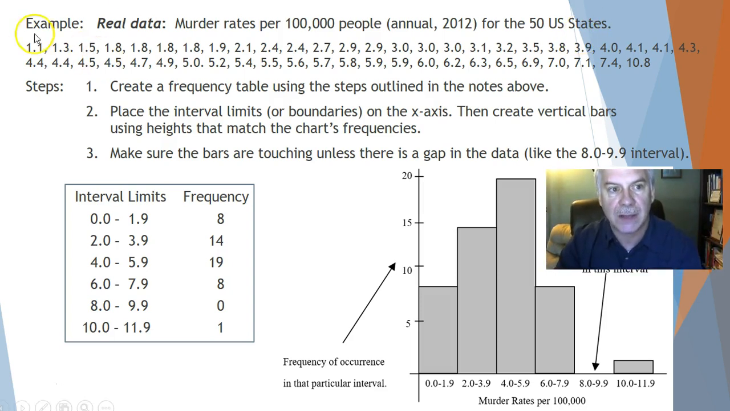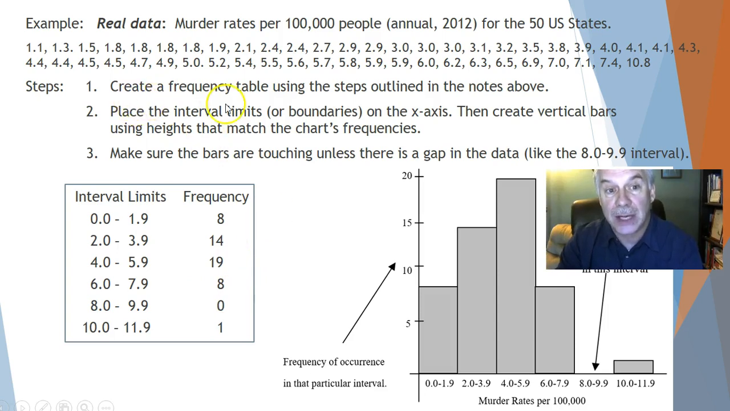Now you notice that a lot of them are 1 point something, then 2 point something, 3 point something, etc. But there is one that is away from the others, 10.8. That's a high murder rate. I don't know if anybody knows which state in the Union has that 10.8 number of people killed per 100,000 people. Want to take a guess? Well, it's Louisiana. I don't know why, but Louisiana has the highest murder rate.